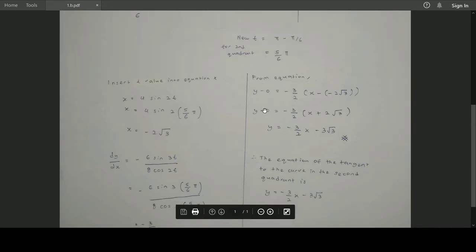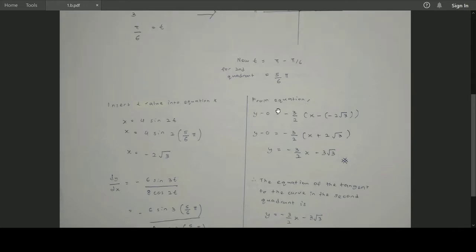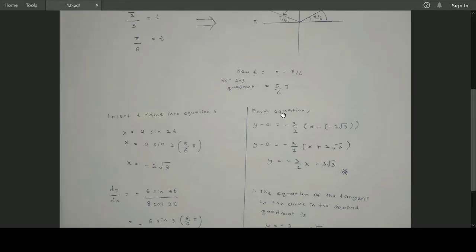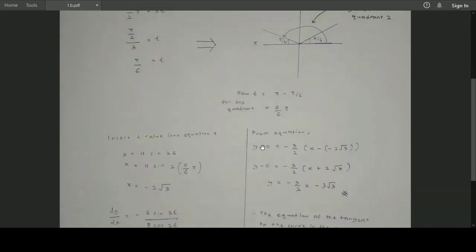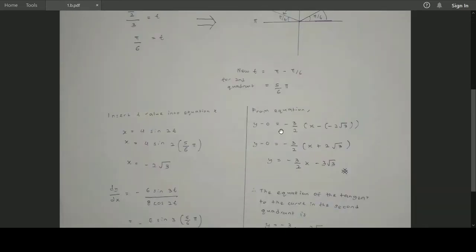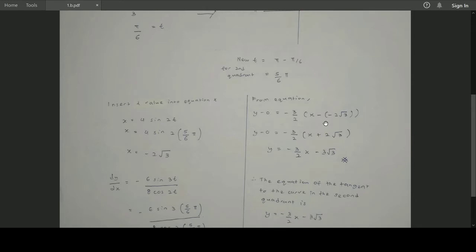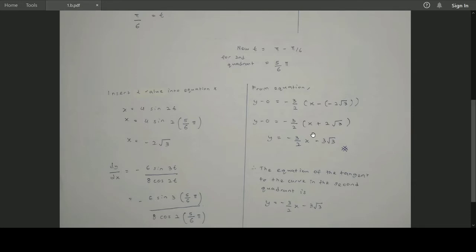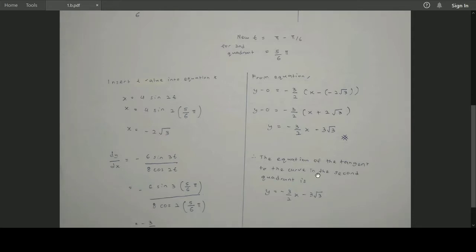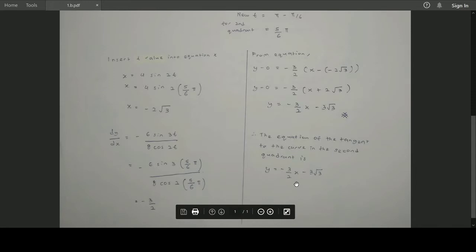Then we get all of the values of dy over dx, y and x. Then we insert them into the equation of the tangent. We write y minus 0 equals negative 3 over 2 times x minus negative 2√3. Then we solve it, we get y minus 0 equals negative 3 over 2 times x plus 2√3. Then we write it as a simple equation, we get y equals negative 3 over 2 x minus 3√3. Thus, we get the equation of the tangent to the curve in the second quadrant, which is y equals negative 3 over 2 x minus 3√3.